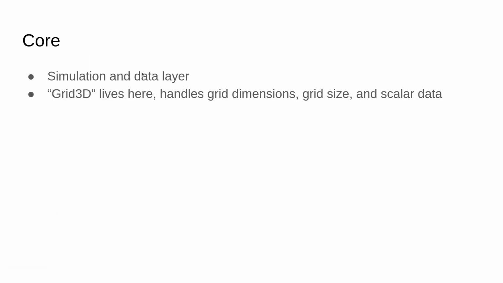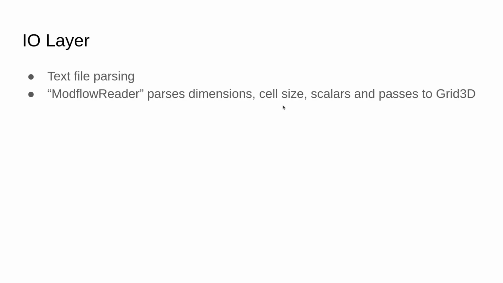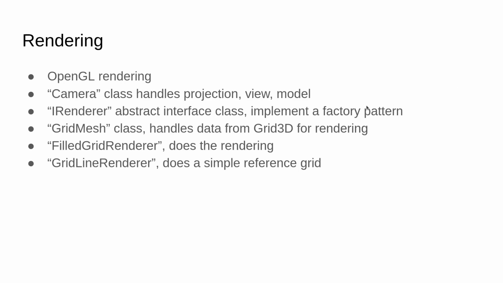So core, this is the simulation and data layer. We have a class called grid3D, and the idea is that it handles the actual grid dimensions. So it converts the MODFLOW file into grid dimensions, grid size, and then the scalar data. That was the biggest change from the last video. The text file parsing is handled in the I/O layer, so we're going to have a MODFLOW reader class that parses dimensions, cell size, scalars, and passes this to the grid3D class. And then rendering, that happens in the rendering directory.